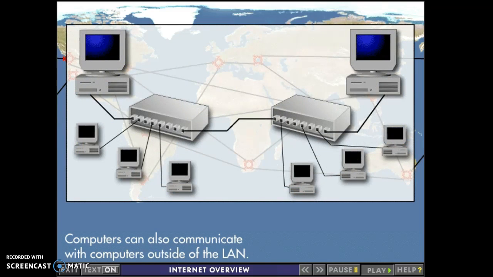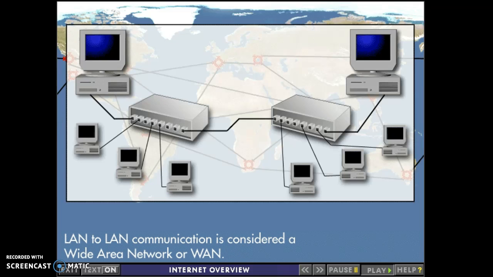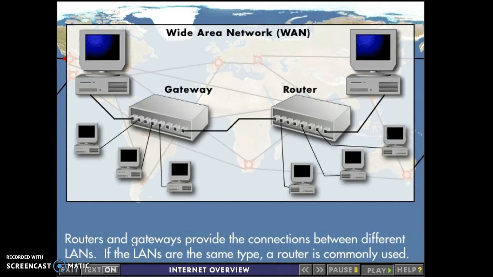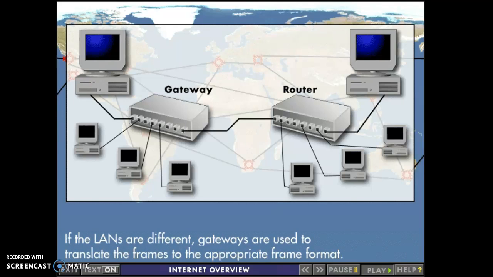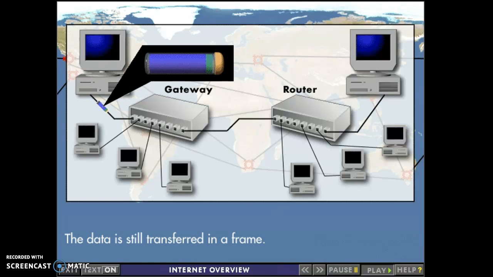Computers can also communicate with computers outside of the LAN. LAN-to-LAN communication is considered a wide area network, or WAN. Routers and gateways provide the connection between different LANs. If the LANs are the same type, a router is commonly used. If the LANs are different, gateways are used to translate the frames to the appropriate frame format. The data is still transferred in a frame.